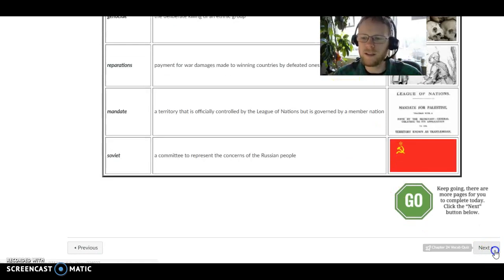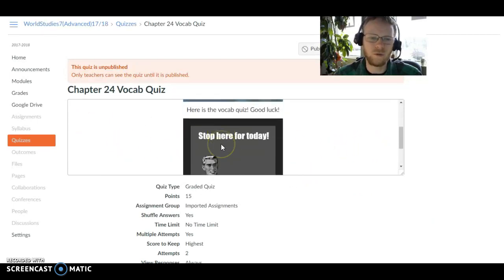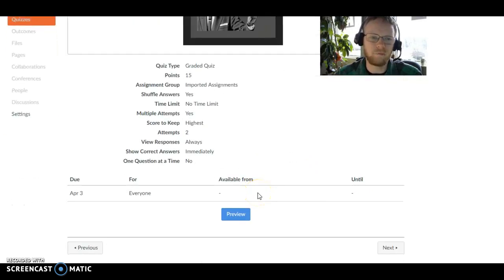Alright, on the next page we have a quiz. We'll quiz this chapter. Our little World War I quiz here. It's a big one, 15 points, 2 attempts.